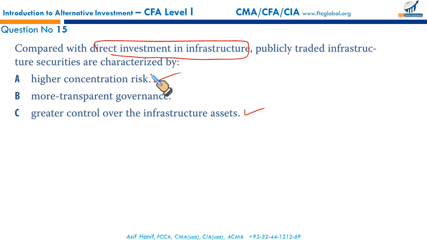But when the investment is made in publicly traded infrastructure securities, it is characterized by more transparent governance, more liquidity, reasonable fees, and of course the ability to diversify across various assets. So this is the feature of publicly traded infrastructure. Compared with direct investment in infrastructure, publicly traded infrastructure is characterized by more transparent governance, and A and C are characteristics of direct investment in infrastructure. So that makes B the correct option.